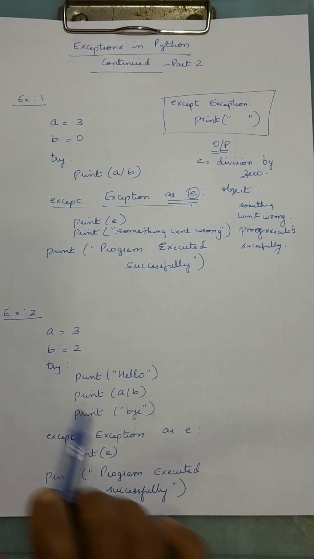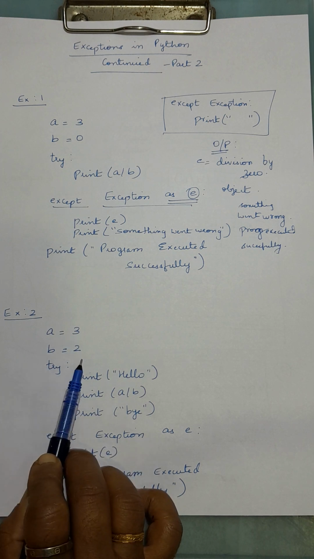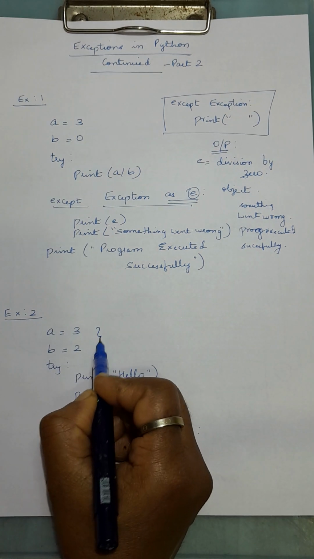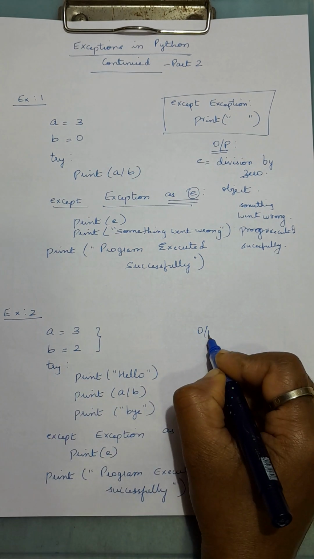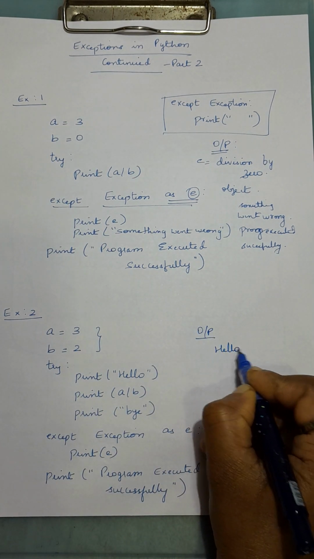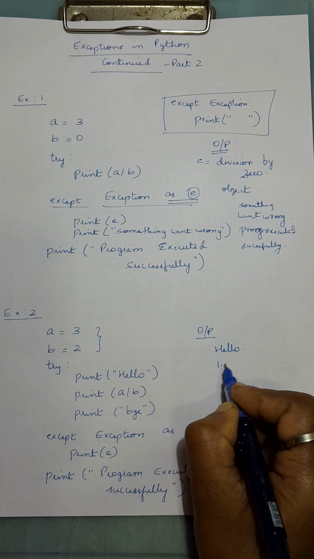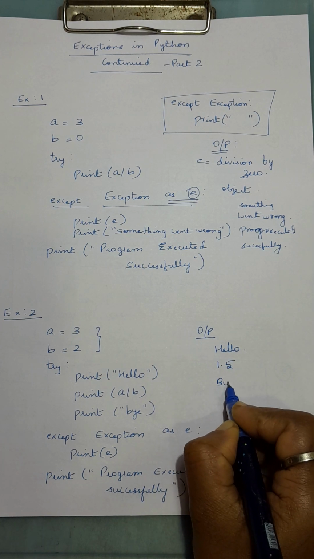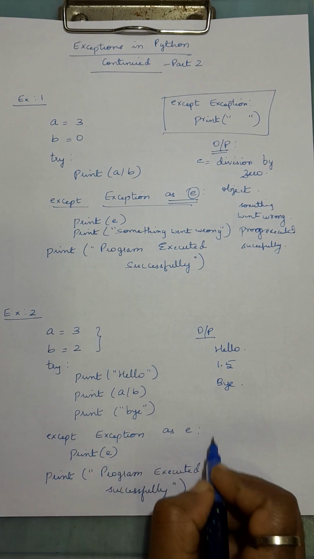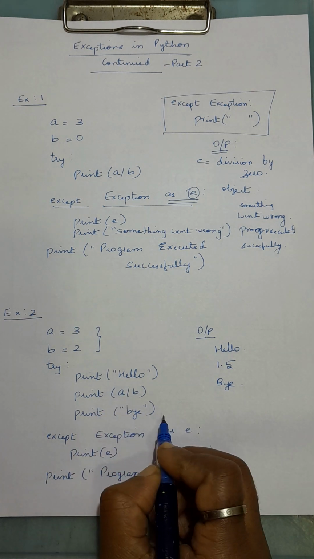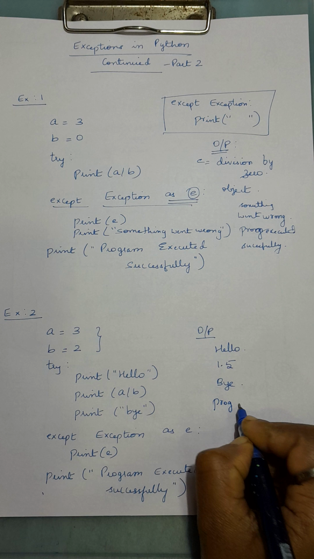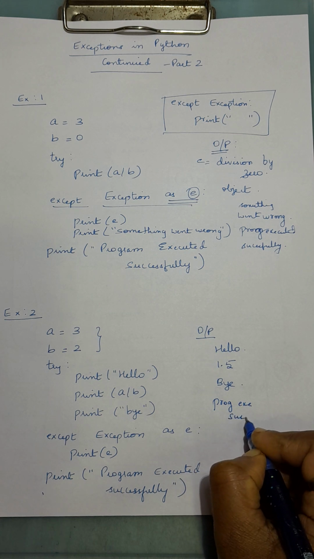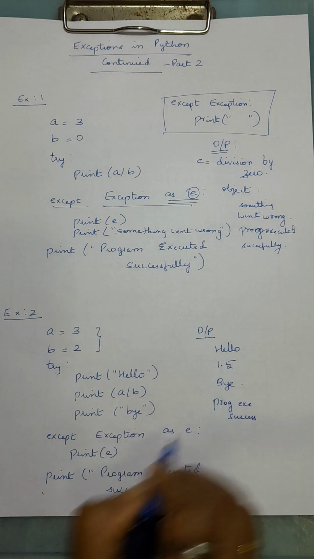Now see the second example. A is equal to 3, B is equal to 2. Now we will get the answer 1.5. Now see here, try print hello. What is the output I will get? Hello followed by A divided by B, 1.5. Then I'll get the message bye. Okay, it will not enter the exception block because no errors have occurred. So it will immediately come out and print program executed successfully. Right? So this is the output.